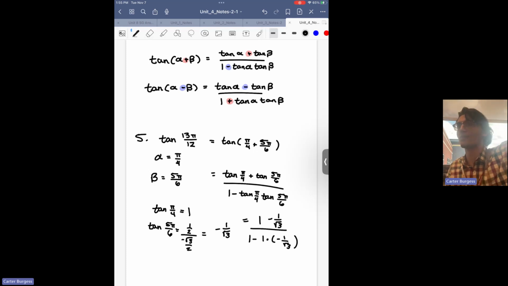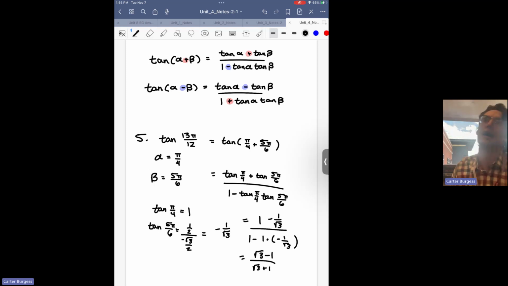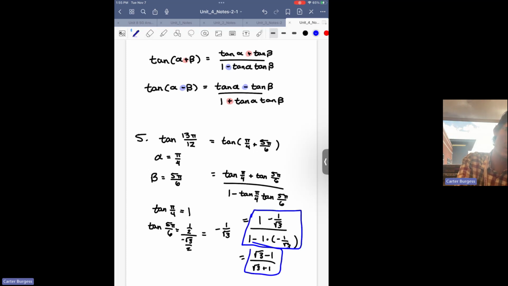For instance, rewriting the 1 in both the numerator and the denominator as root 3 over root 3, you should end up with root 3 minus 1 over root 3 plus 1, and either way is fine. I'm perfectly happy with, even though I probably shouldn't be, I am perfectly happy with this. I am also perfectly happy with this.